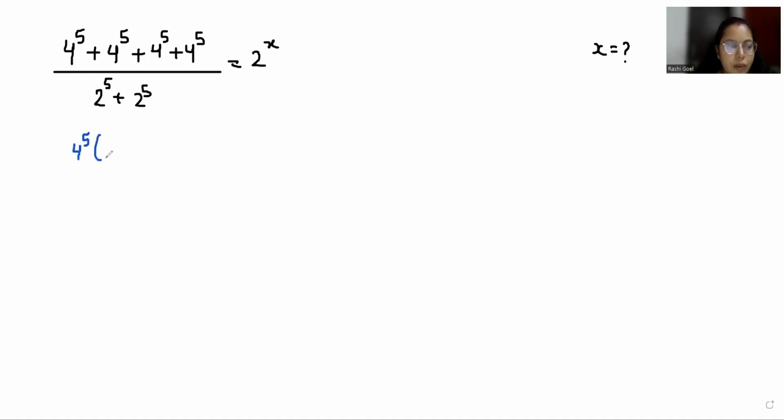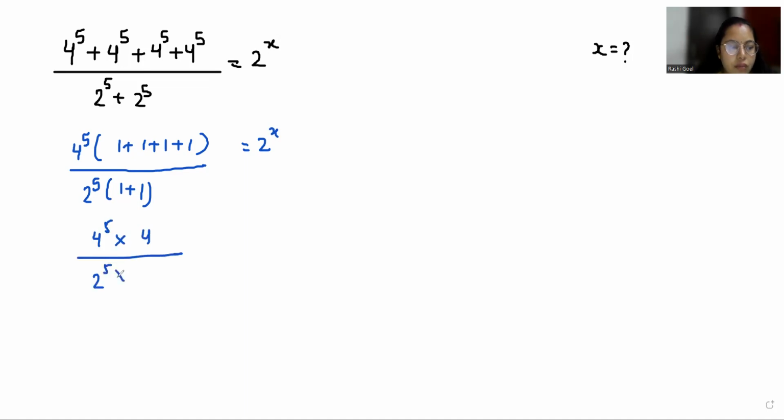If I take 4^5 as common from the numerator, what is left? Similarly, 2^5 from the denominator. So 4^5 times 4 by 2^5 times 2 is equal to 2^x. Now we can cancel out this 2 times.